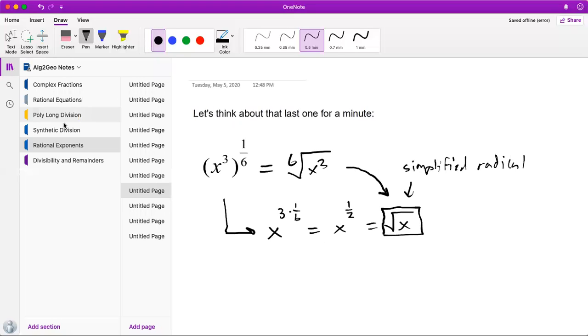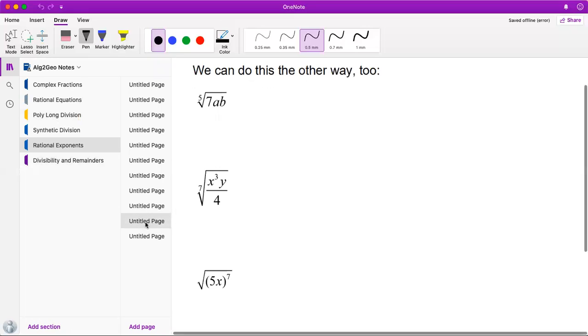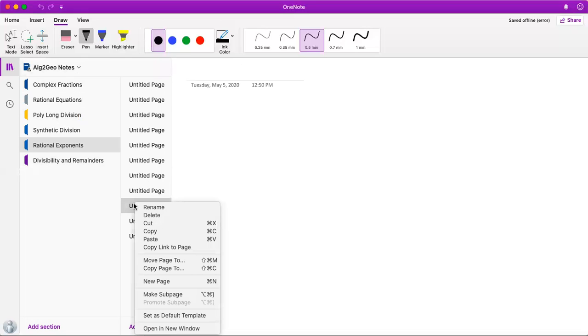Let me see what's left. That page is totally blank, so I don't have to do that one.